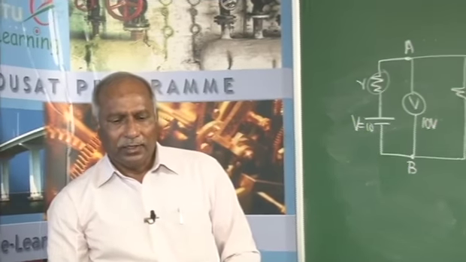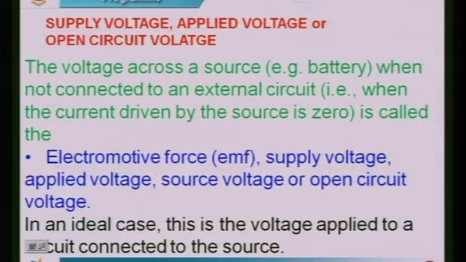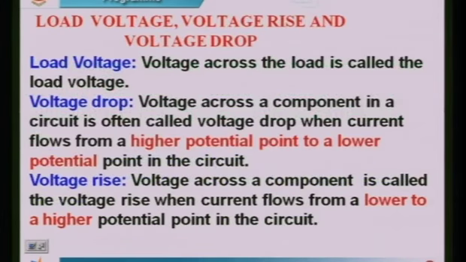The voltage across a source when not connected to an external circuit, that is when the current driven by the source is 0, is called the electromotive force, that is EMF, supply voltage, applied voltage, source voltage or open circuit voltage. In an ideal case, this is the voltage applied to a circuit connected to the source. Then others are load voltage. Voltage across the load is called the load voltage.